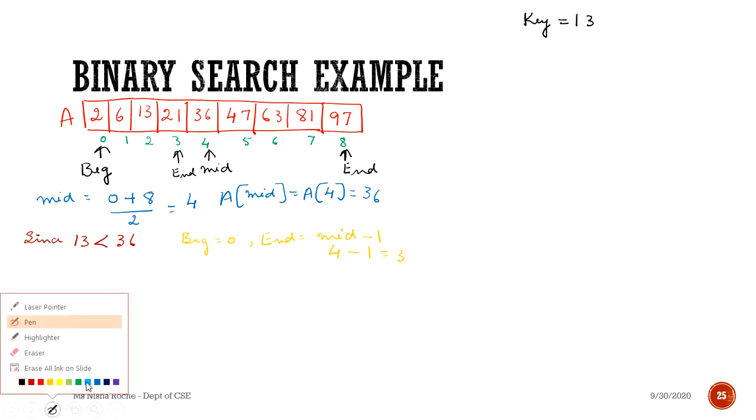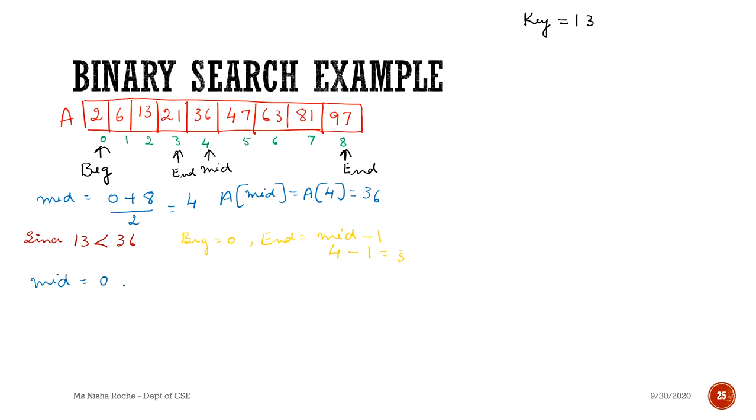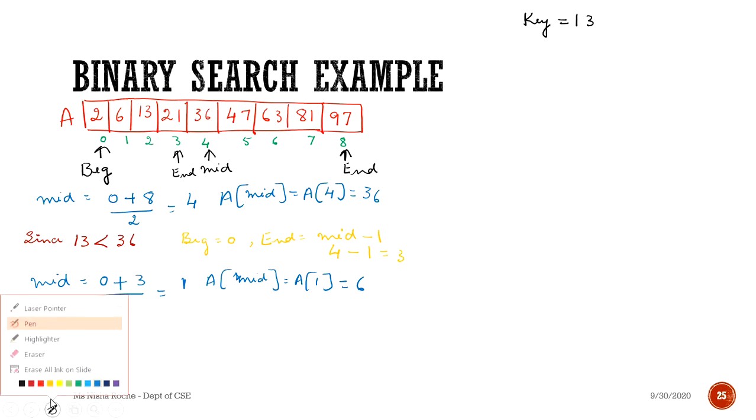Next step, again find the middle element by taking the average. So beginning is 0. 0 plus end value is 3 divided by 2. 3 by 2, 1.5, which is nothing but 1. A of mid, which is nothing but A of 1. A of 1 is 6. So this is nothing but the mid element. This is the new mid. Now compare.